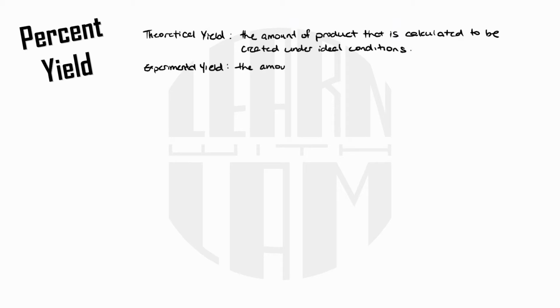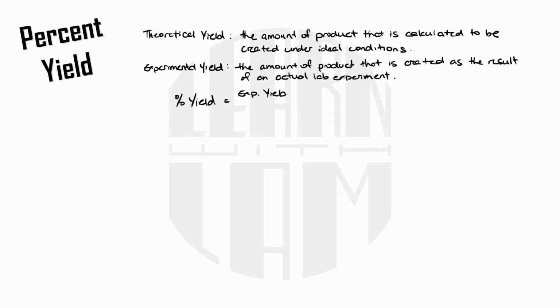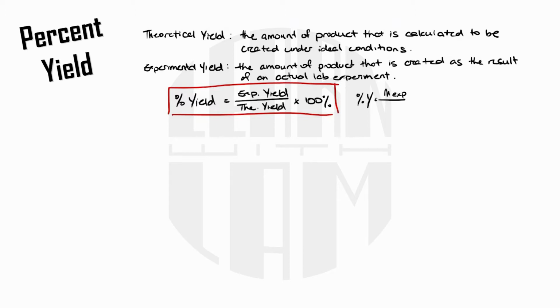Experimental yield, on the other hand, is the amount of product that is created as the result of a lab experiment, so what actually happens. This value will be given to you in a question, or you'll find it by doing the experiment yourself. Now, the percent yield equation itself is pretty straightforward. Percent yield equals experimental yield over theoretical yield times 100%. This equation works with both moles and mass, so you could have percent yield equals experimental mass over theoretical mass times 100%, or percent yield equals experimental moles over theoretical moles times 100%.